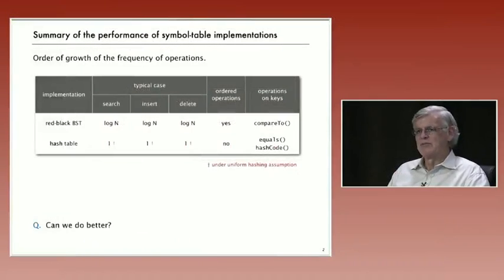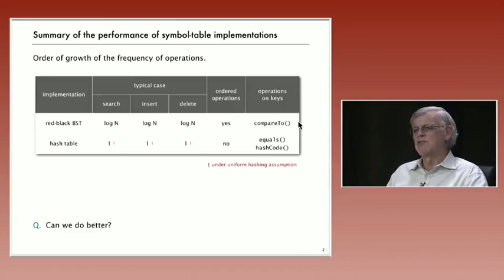The best algorithms that we examined were balanced red-black binary search trees and hash tables. And with respect to the basic search, insert, and delete operations, red-black BSTs were able to guarantee that we can get those done in logarithmic time, actually pretty efficiently. And for hashing, we get them done in constant time under certain assumptions, that we could have a uniform hash function. And also for hashing, we need to compute a hash code.